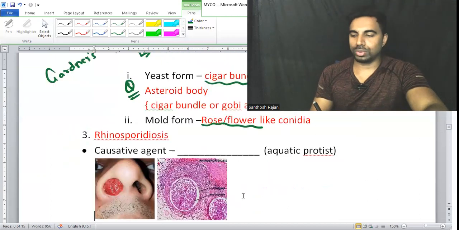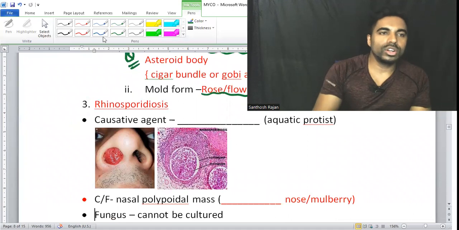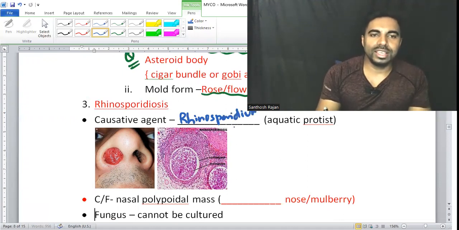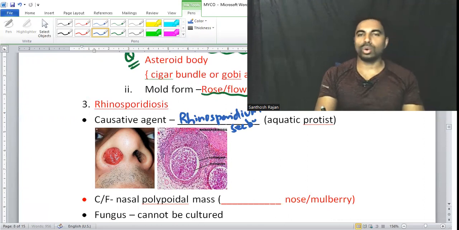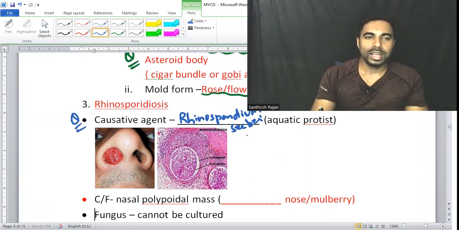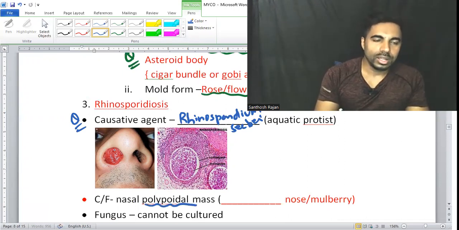Right. Now, next one: rhinosporidiosis. We are almost done, only two more left. So rhinosporidiosis, very simple. The causative agent is Rhinosporidium seeberi. This is on the coastal people's side. It is very common. It causes nasal polypoid mucoid masses. See, it looks like a big polyp inside the nose.